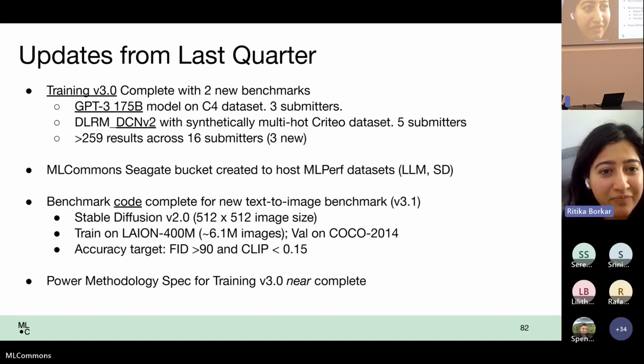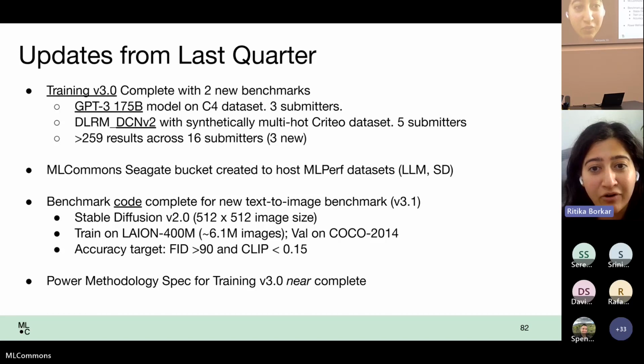Right. On June 27th, we published training v3.0 results. The highlight of this round was that we had 2 new benchmarks. We had a large language model, the GPT-3 175 billion model, and we got to see 3 submitters participate on that benchmark. And then we also had DLRM DCN v2 on a multi-hot data set, where we saw 5 submitters. Hopefully we expect more submissions on these very hot workloads in future rounds.